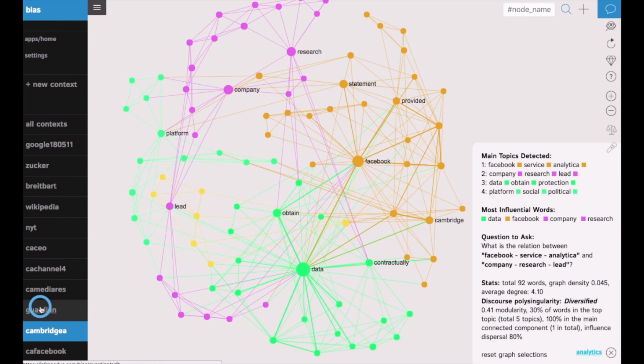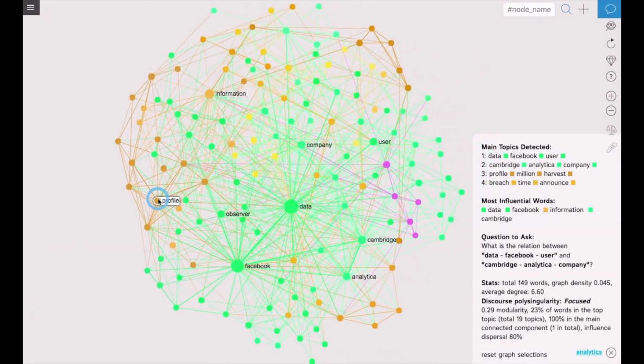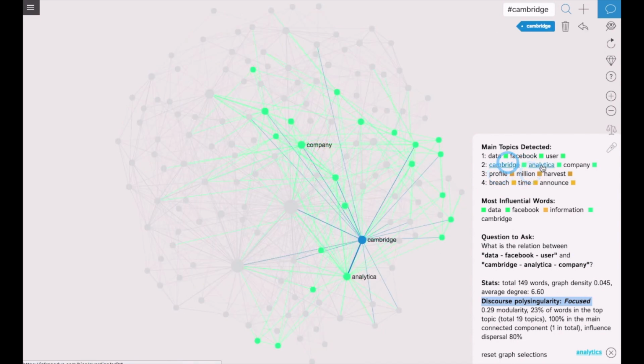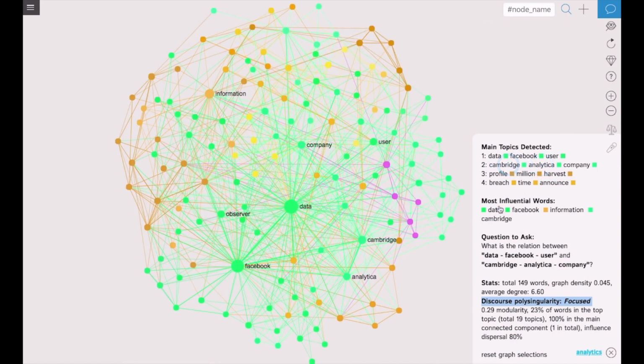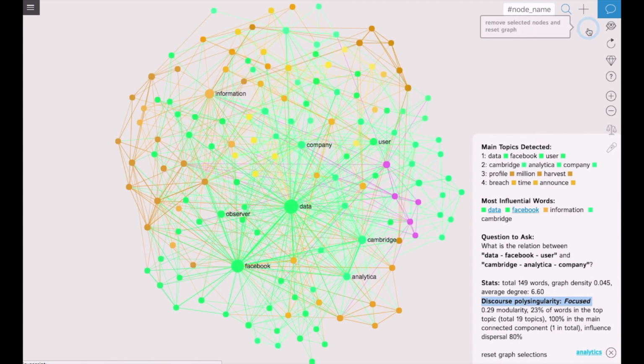Later, if we analyze the Guardian article, we will see that the discourse polysingularity score, in this case, is focused. That usually means that while there are several different points of view present in this discourse, and we can see them here if we click on the different topics, there is one particular topic that overtakes the others in terms of its influence in the text. So that means that the text is focused and it's offering a certain opinion on the situation, while also informing people about different points of view.